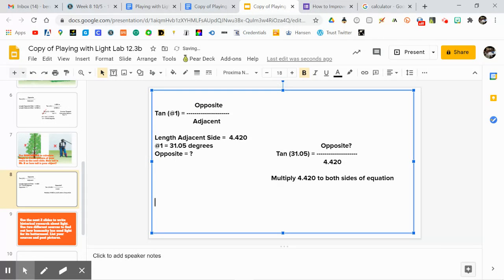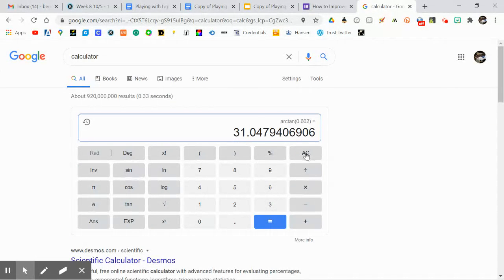Okay, and so now what would that look like? Well, that would look like something like this. So the opposite side is equal to 4.420 times the tangent of 31.05. And so we can totally do that on our calculator.